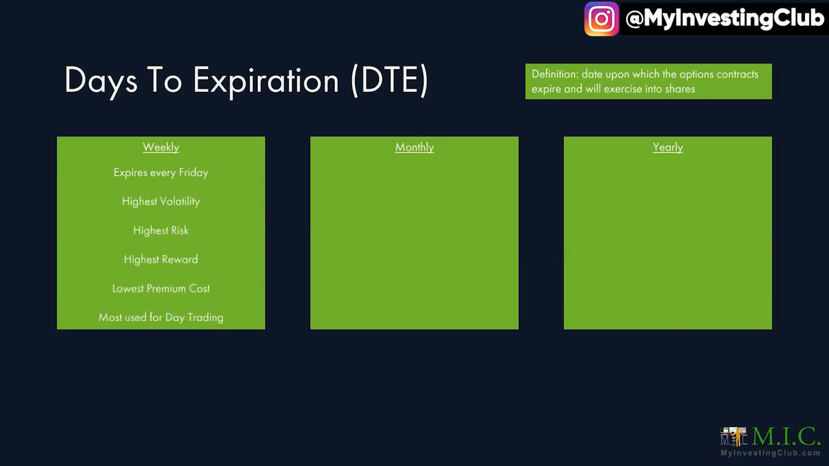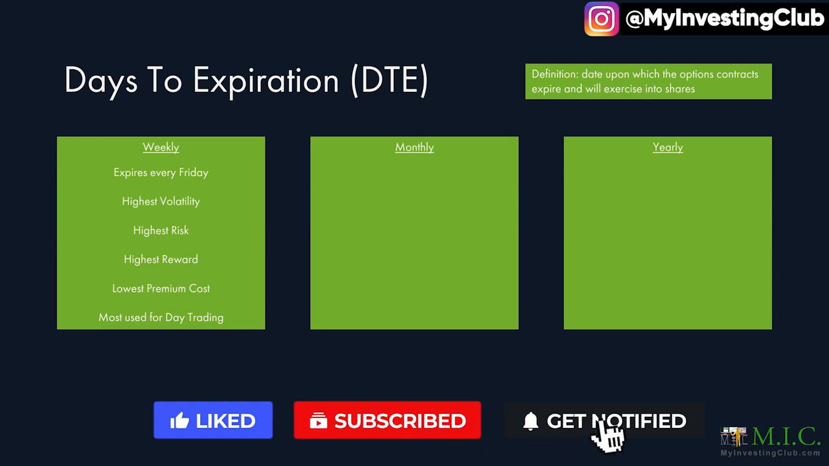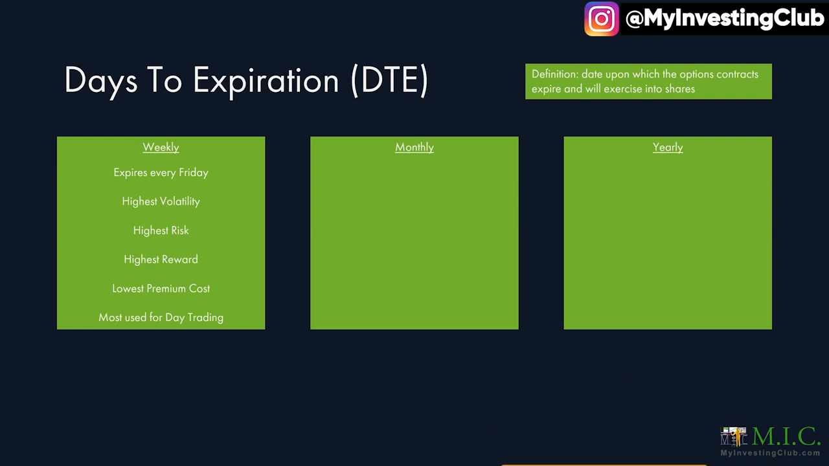Weekly expirations have the highest amount of volatility, okay? The highest amount of risk as well, yet the highest reward, which is what we want. High risk yields high reward in most cases when you're trading properly. If you have high risk and low reward, you should stop what you're doing right now. But it is the lowest premium cost. So it is the most affordable options, which is why people tend to gravitate to it.